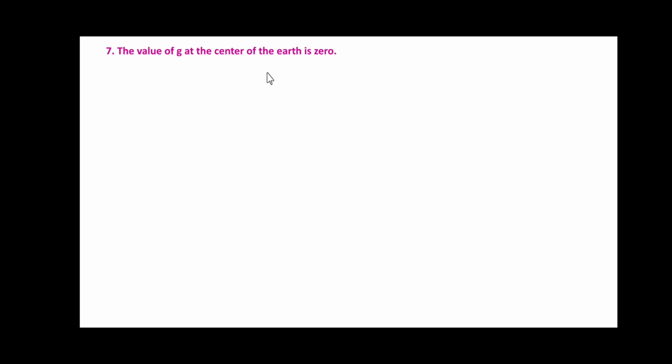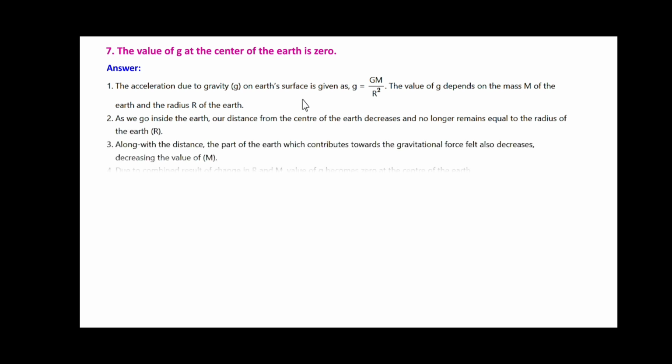The value of g at the center of the earth is 0. The acceleration due to gravity g on the earth's surface is given by g is equal to GM upon r square. The value of g depends on the mass M of the earth and the radius r of the earth. As you go inside the earth, our distance from the center of the earth decreases and no longer remains equal to the radius of the earth. Along with the distance, the part of the earth which contributes towards the gravitational force felt also decreases, decreasing the value of M. Due to the combined result of the change in r and M, the value of g becomes 0 at the center of the earth.